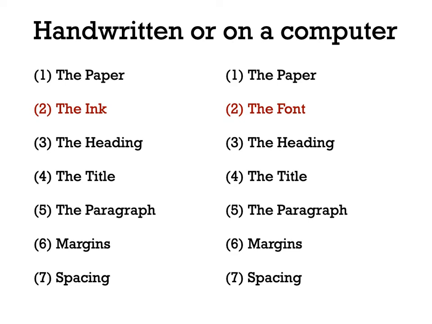As you can see on the page 8, there are 7 essential parts of formatting for handwritten work. The paper, the ink, the heading, the title, the paragraph, margins, and spacing. This textbook is written for students in college and university in English-speaking countries. Therefore, there are some modifications that we need to make.